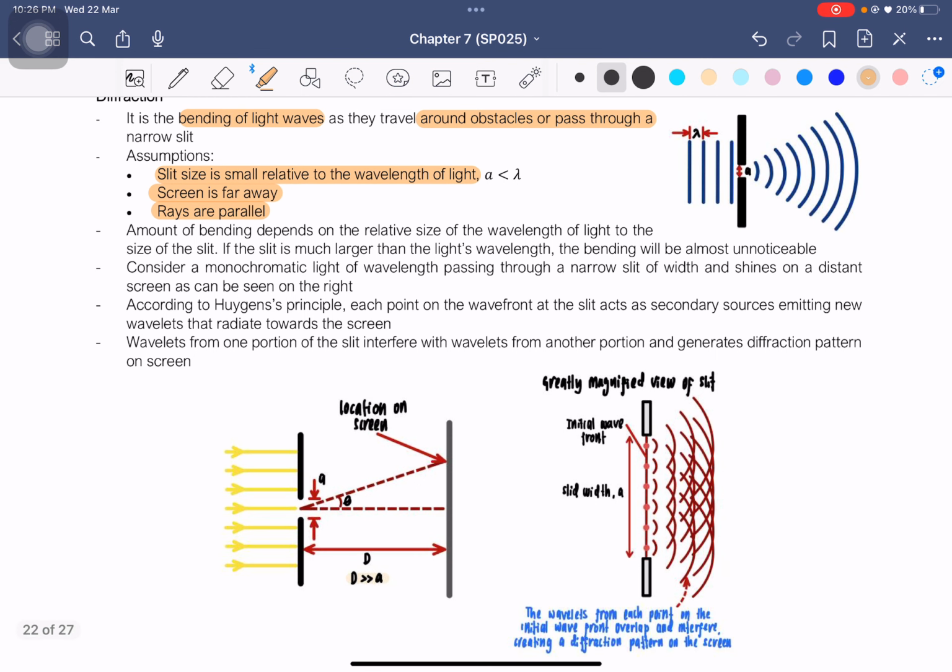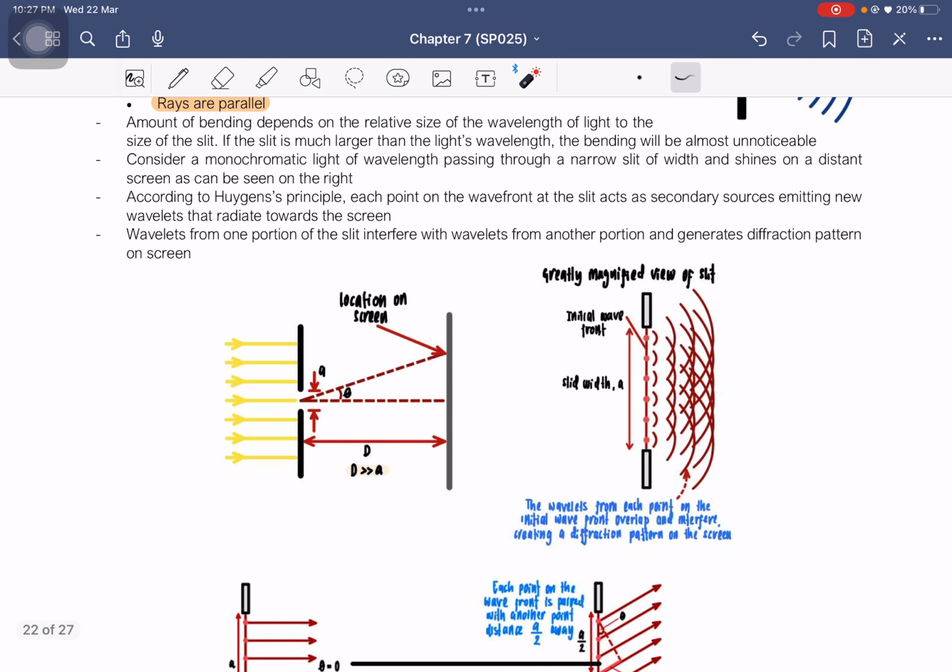Okay, so the amount of bending will depend on the relative size of the wavelength of light to the size of the slit. If the slit is much larger than the light's wavelength, the bending will be almost unnoticeable. But if the slit is much smaller than the wavelength of the light, it will be noticeable. It is more diffracted.